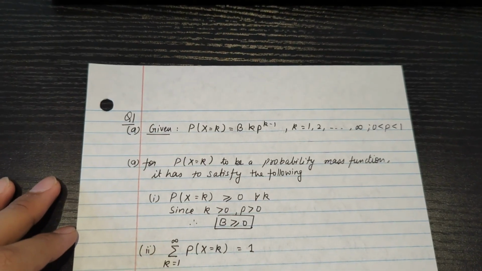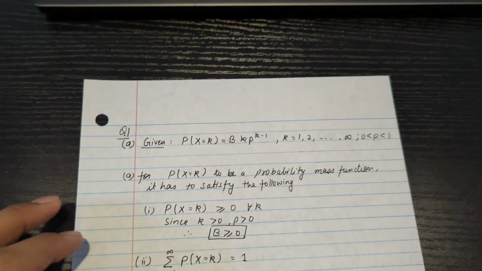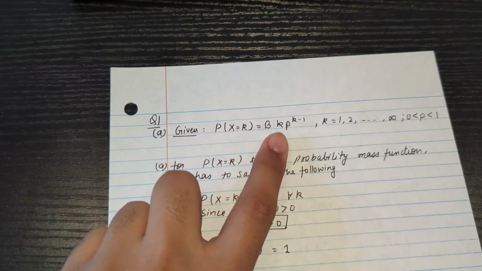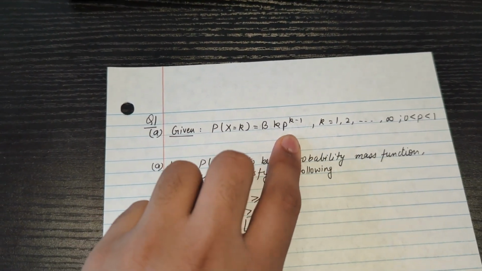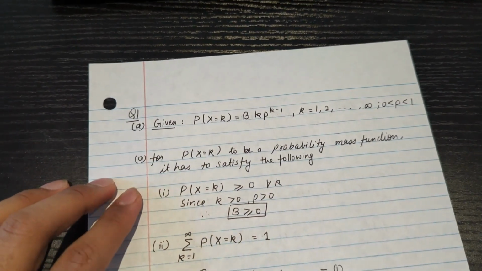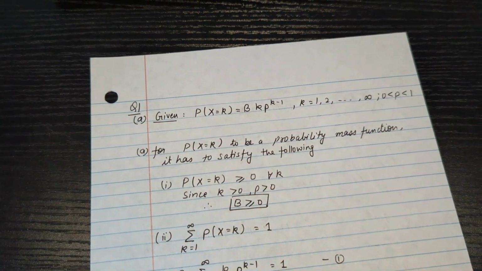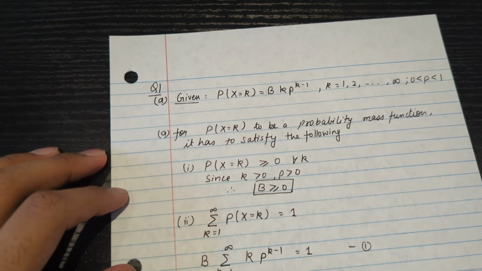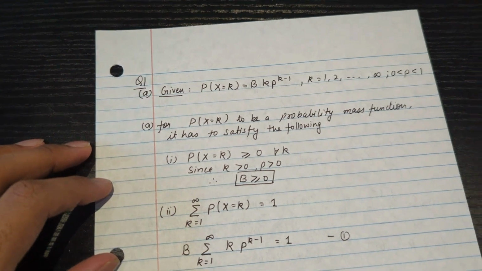Okay, so what do we have in question number 1? We have been given probability of x equals k, which is b k p to the power k minus 1, where k is an integer. Now for the first part, what do we have to find? We have to find b such that P(X = k) represents a probability mass function.